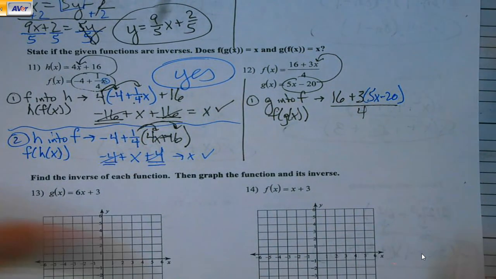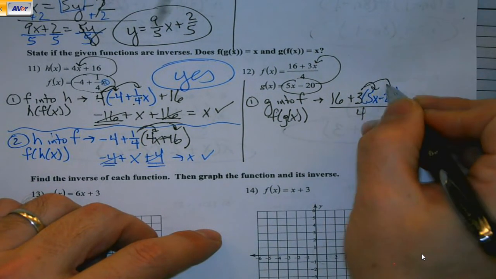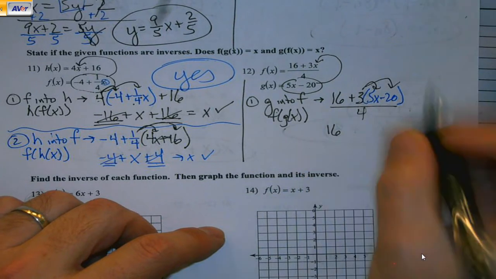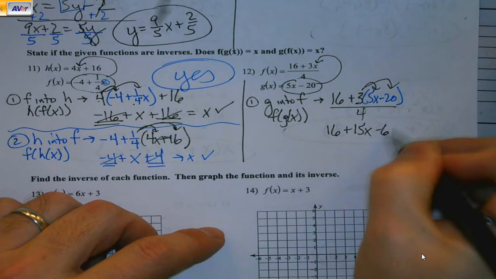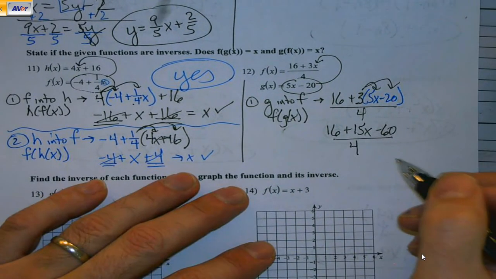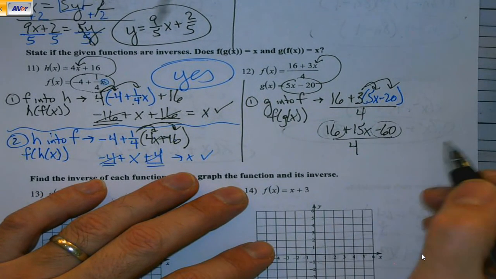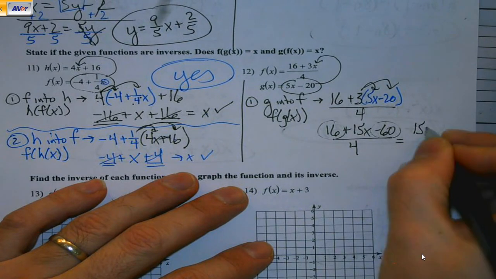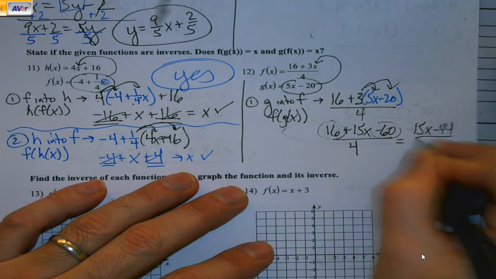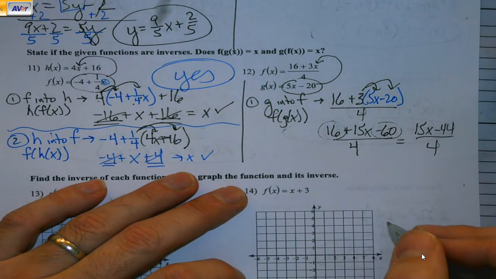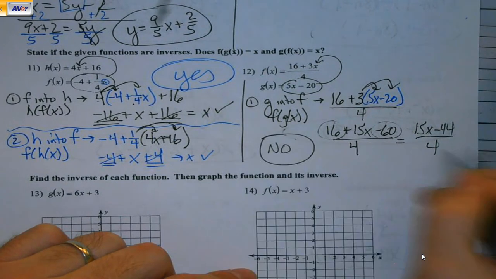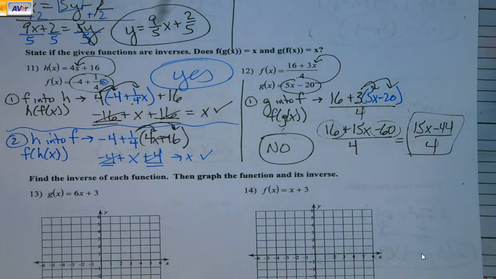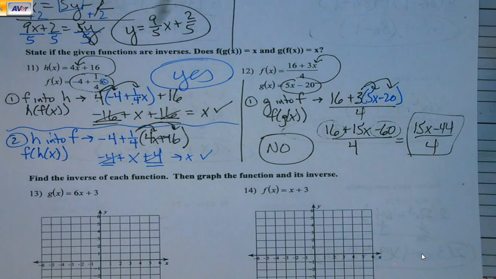And just like I did on the first one, I'm going to do my simplifying and see where it takes me. So 3 times 5 is 15. 3 times negative 20 is negative 60. Combine like terms. And this does not look good. That is not just x. That's a whole lot of other stuff. I don't even have to do the other one. Once my first one gets me an answer that's not x, finished.